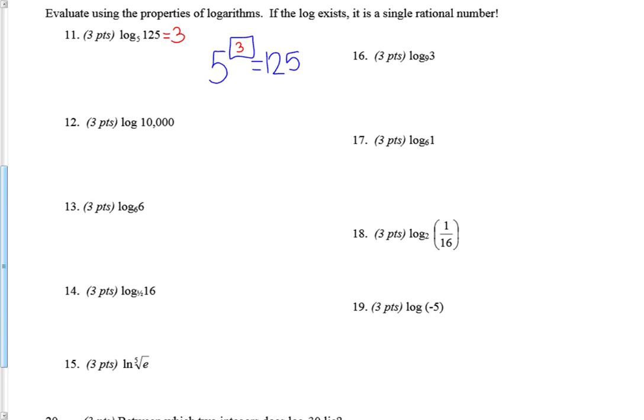Make sure you answer the question. You don't just leave the 3 in the little box. Okay, number 12, the log of 10,000. The base of this logarithm is 10 because it's a common logarithm. So this means 10 to what power is 10,000? Well, 10,000 has 4 zeros on it, so I would need my exponent to be a 4 for the 10.